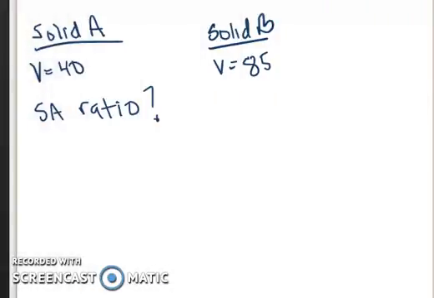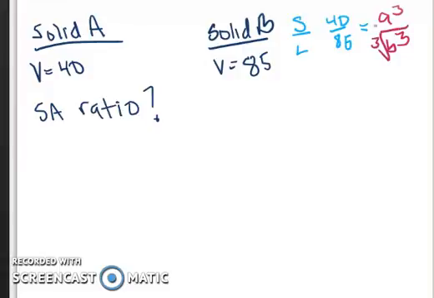Alright, here's another one. We got volume. What is the surface area ratio? So we got the volume ratio. I'm going to again do small to large, so I get 40 over 85. Again, this is the equivalent of basically having a cubed to b cubed.